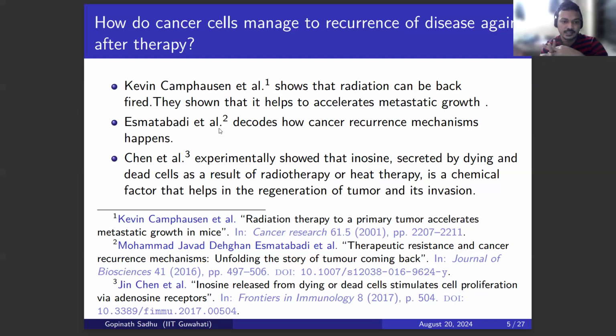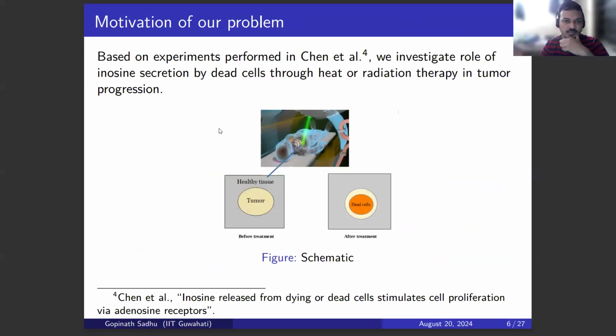And recently, Chen et al. experimentally showed that inosine is secreted by dying and dead cells as a result of heat and radiation therapy, and this chemical helps regeneration, tumor growth, and invasion. So based on this experiment performed by Chen et al., we investigate the role of inosine secretion by dead cells through heat and radiation therapy on tumor progression.